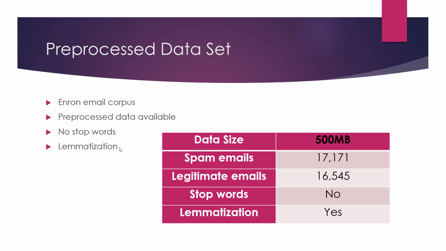For example, words like working, worked, work, all of them are changed to work, so that while calculating the frequency of words in a document, if working, work, and worked are there, all of them are considered as only one word, and the frequency will be 3. The total number of emails present in this data set is around 32,000, and they are almost equally distributed between spam and legitimate emails. And this is about the data set.